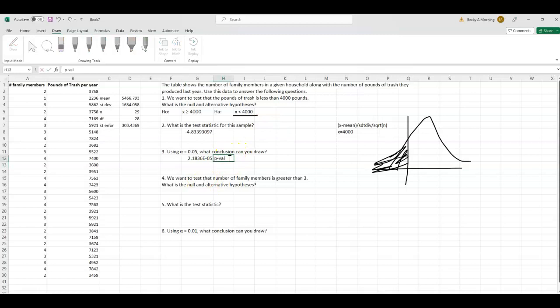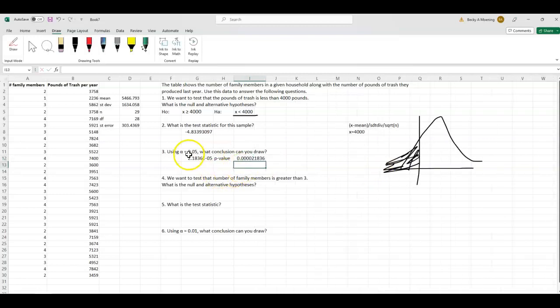So this is the p-value. Now you'll notice it's E to the -5. That means we would move the decimal 5 places to the left. So 4 zeros and then 21836. So you're comparing the p-value to your alpha of 0.05.